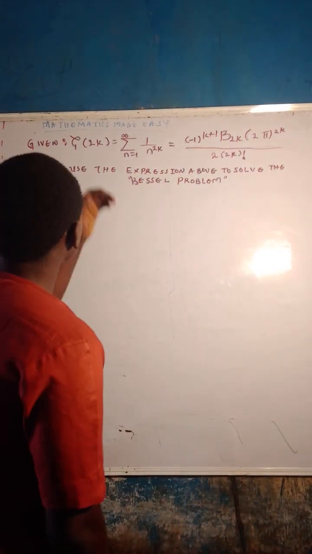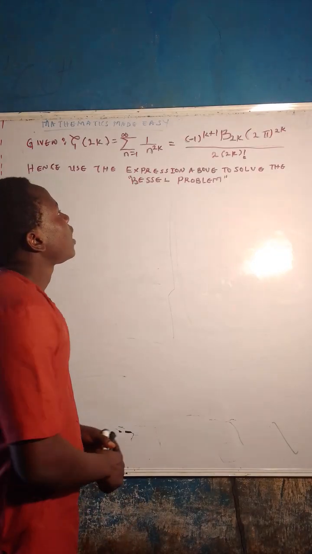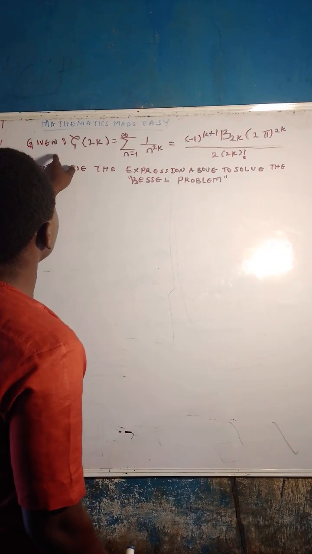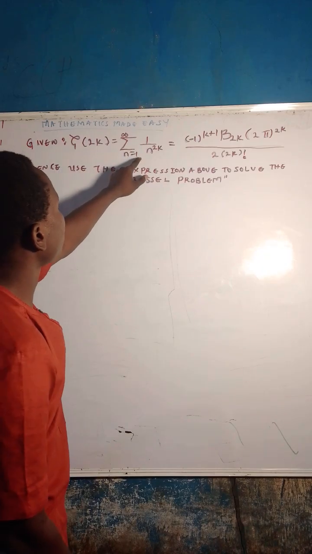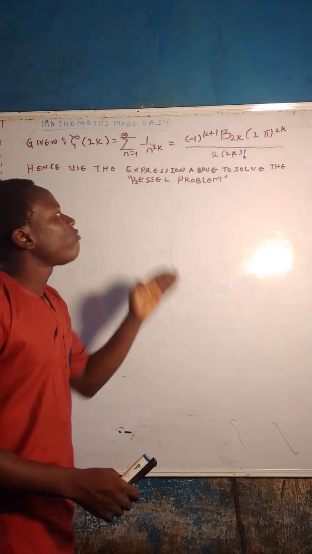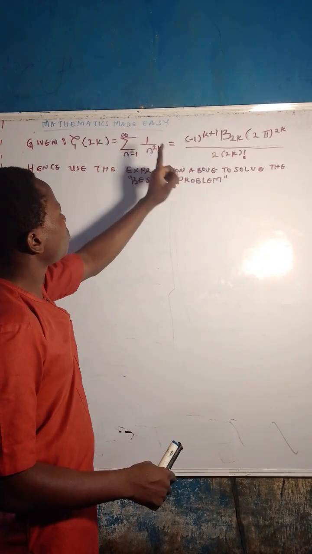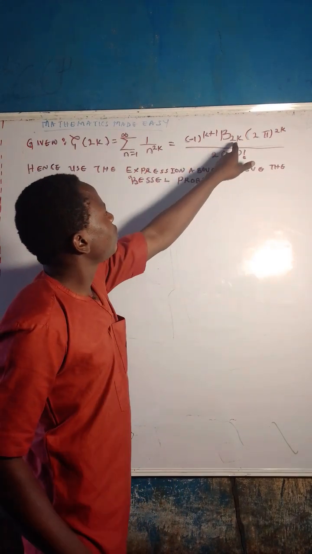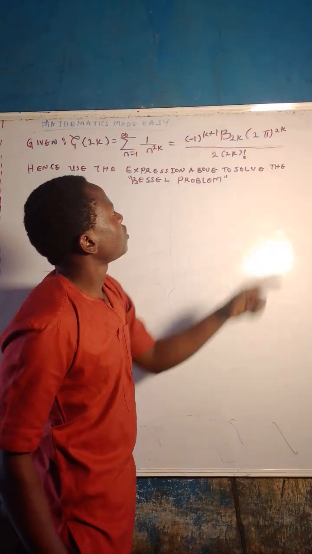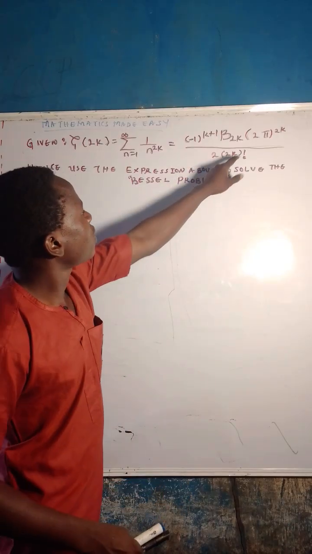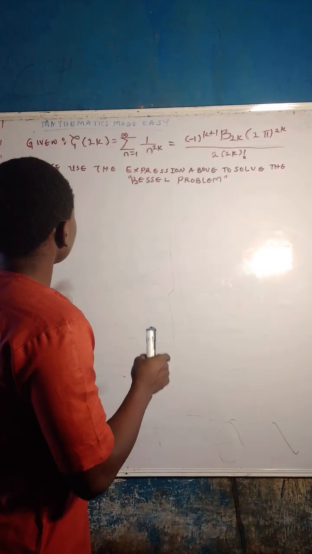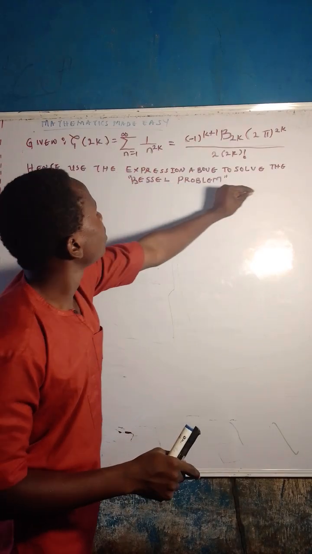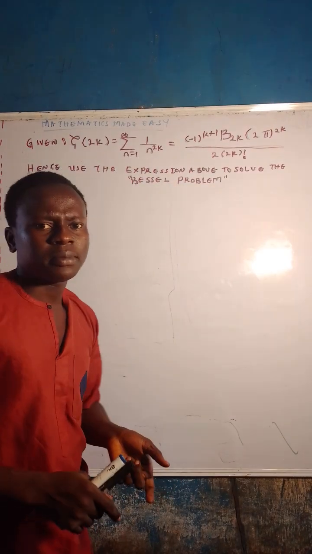So, in today's video, we'll be solving this beautiful problem. It says, given that zeta of 2k equals the summation of n from 1 to infinity of 1 over n raised to the power of 2k, which is equal to minus 1 raised to the power of k plus 1, multiplied by the Bernoulli number, multiplied by 2 pi raised to the power of 2k over 2 multiplied by 2k factorial. So the problem says, hence use the expression above to solve the Basel problem.